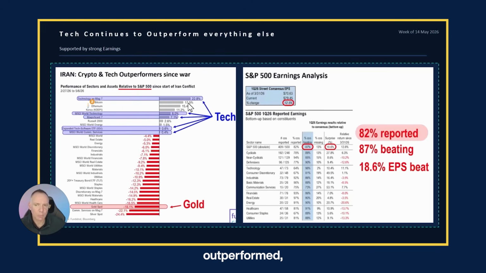Bitcoin and Ethereum have actually outperformed since the war started, 17 and 15% better than the S&P 500 performance. The Kospi, the South Korean markets, which is very much hardware, chips and memory, have had an absolute banger of a period, and they're up 11.2% better than the S&P 500. What hasn't really performed is utilities, financials, industrials and energy, all of those things, the consumer staples, the healthcare, and even gold and silver have significantly underperformed the S&P 500 since the war started.